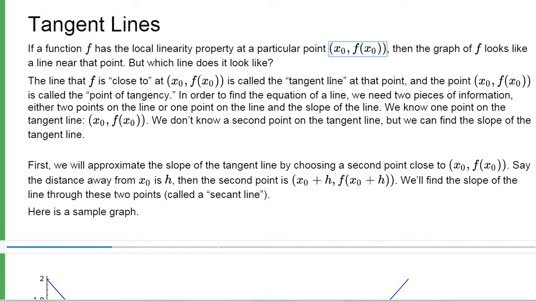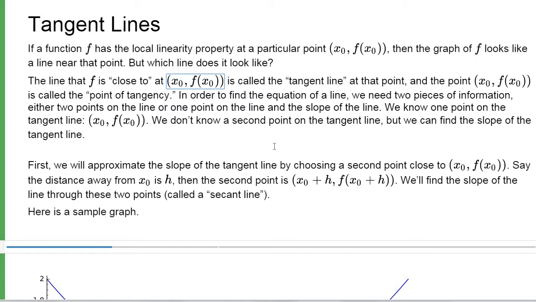Now this tangent line depends on which initial starting point we choose. So if I choose one particular point of tangency and you choose a different point of tangency, we're probably not going to get the same tangent line. So the tangent line depends on two things: the function itself and the particular point that we're looking at on that function.